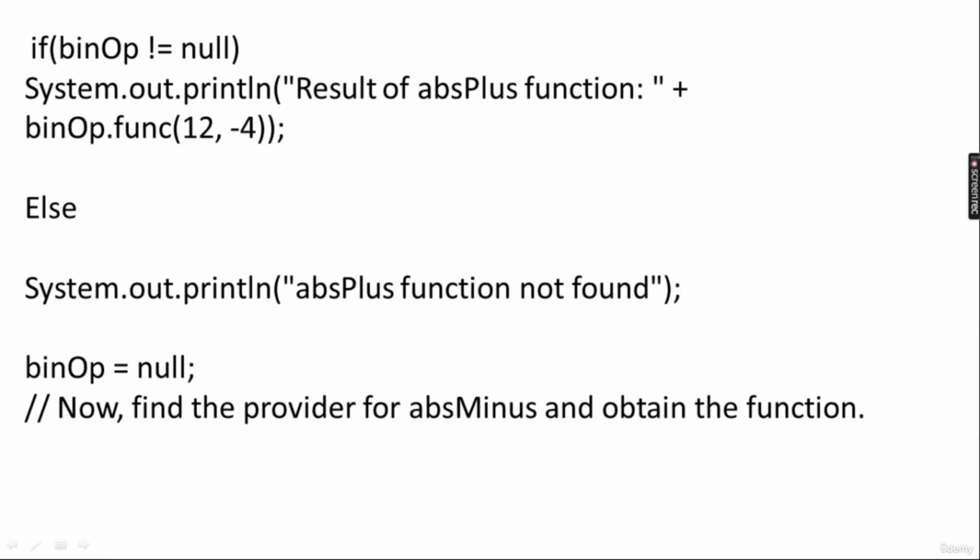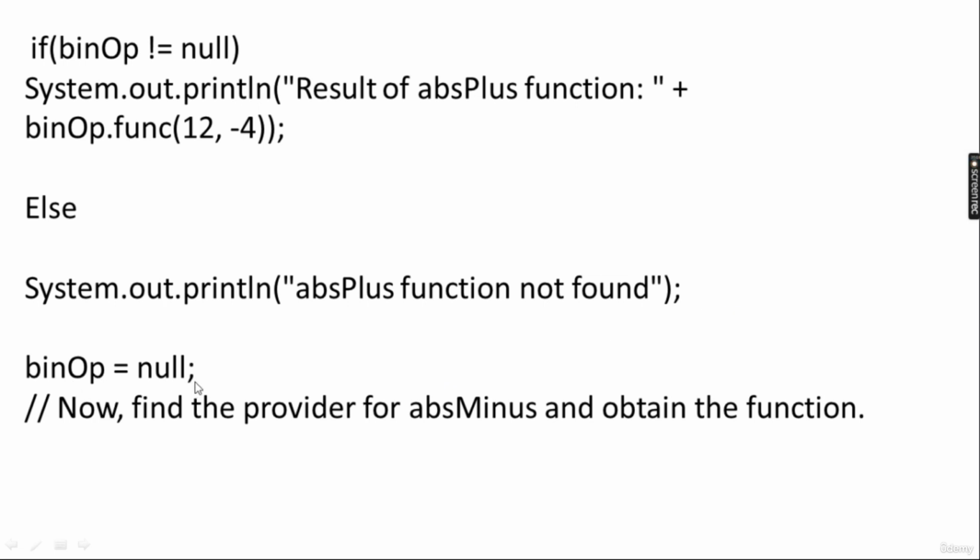So how will it operate? The absolute plus object's dot function, where we have implemented 12 and minus 4. So absolute of 12 plus absolute of minus 4 will be our result. Else, absolute plus function not found. So the absolute plus implementation is done now.